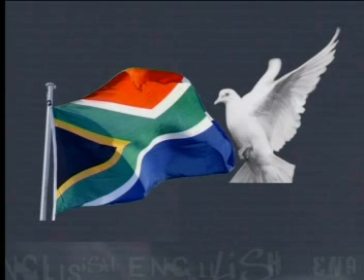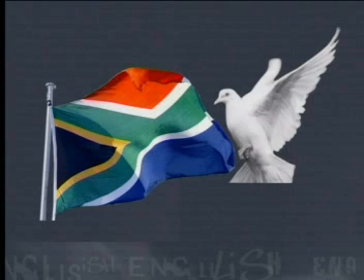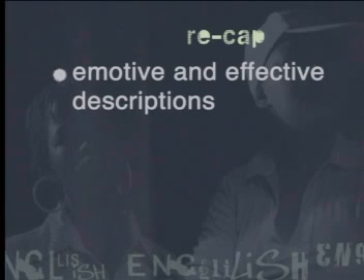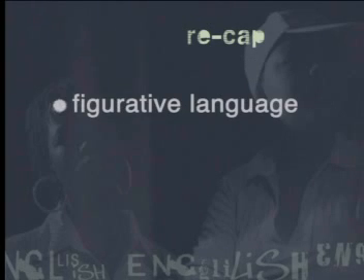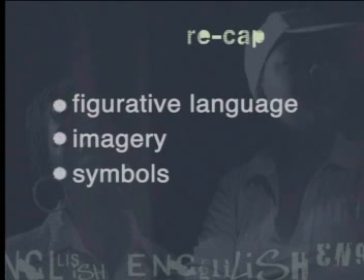Think about things like the South African flag or a white dove. These things represent ideas. Let's look at the South African flag. It represents our country, but it also represents democracy, the end of apartheid, and freedom. The white dove represents peace, as we all know. Now let's look at what we have added to our list of characteristics that make up poetic writing. Emotive and effective descriptions, stanzas, rhyme, rhythm, figurative language, imagery, and symbols.